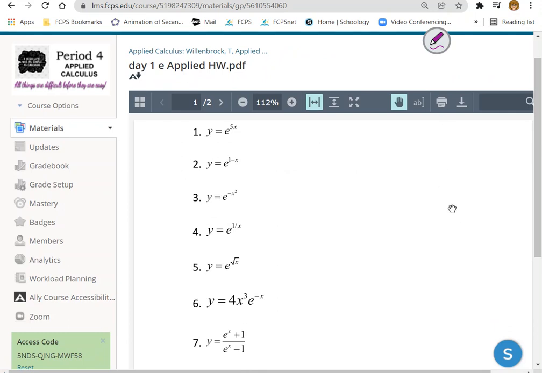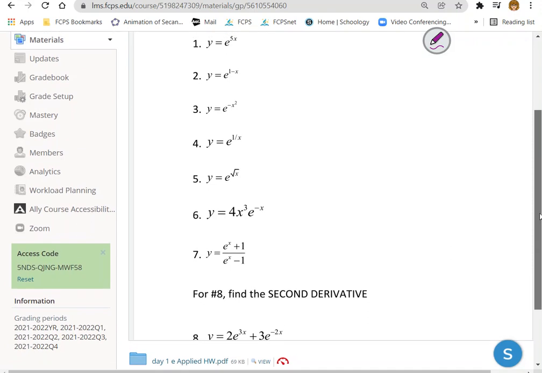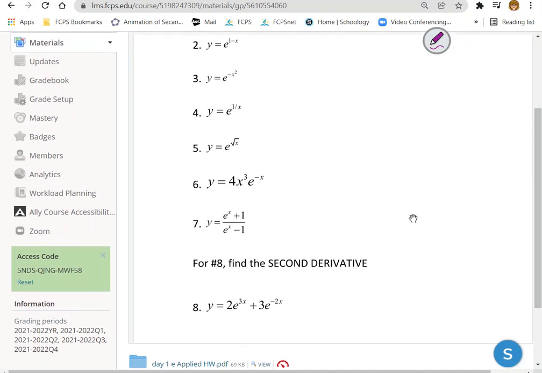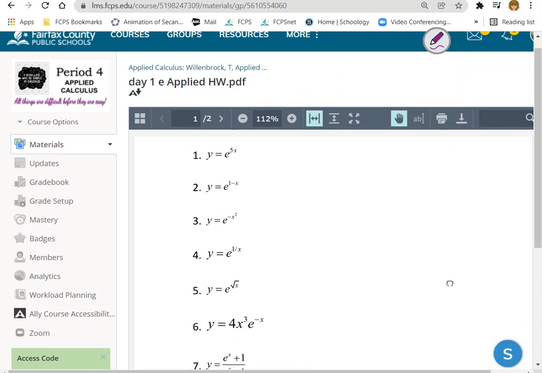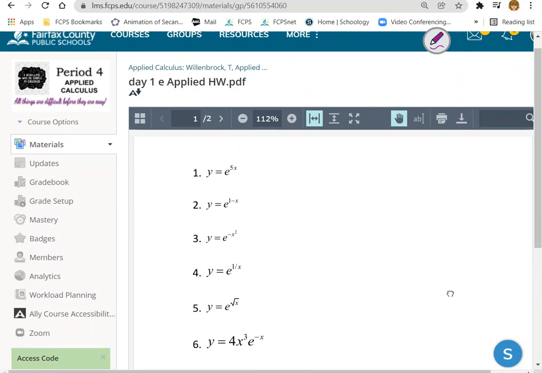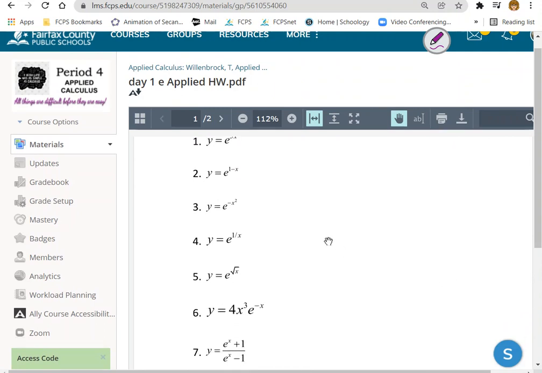There are 8 problems. You're going to find the derivative. They all involve e. Actually, on number 8, it says find the second derivative. I just posted the PDF so you can get the problems from it. You're going to do this on a separate sheet of paper. You're going to have this for me when you come to class on Tuesday morning.